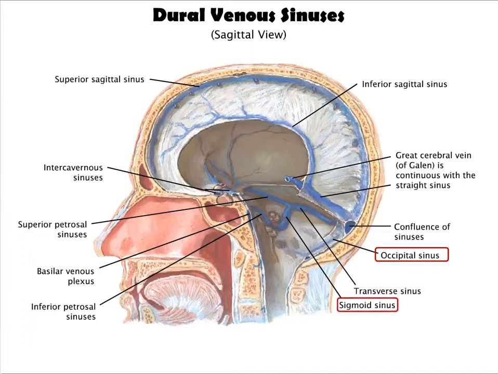From this sagittal view, it is easy to appreciate the sigmoid sinus as it drains into the internal jugular vein at the jugular foramen. Also visible from this perspective are the inferior and superior petrosal sinuses. The junction between the superior petrosal sinus and the transverse sinus forms the start of the sigmoid sinus. The inferior petrosal sinus drains directly into the internal jugular vein. Together, the superior and inferior petrosal sinuses are responsible for draining the important cavernous sinuses.